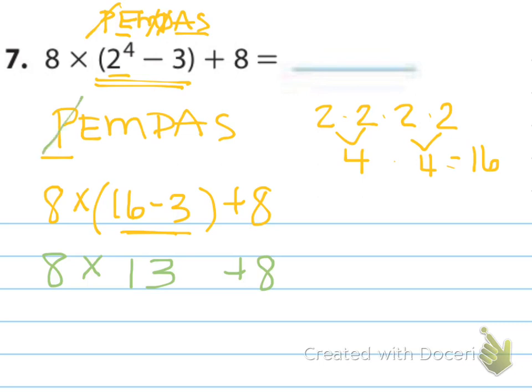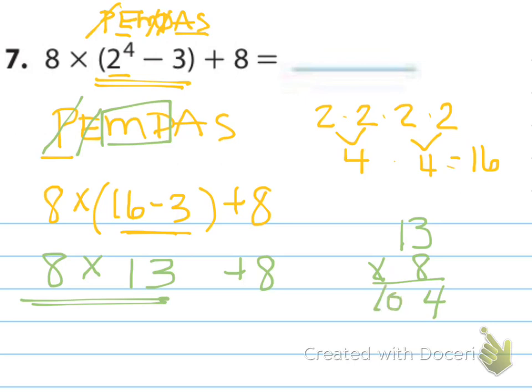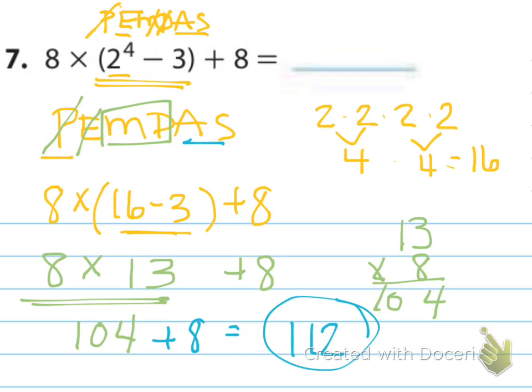Alright, so I got this done. Now, do I have any exponents? No, I do not. Do I have any multiplication or division? Yes, I do. Right here, I have 8 times 13. So, off the side here, I'm going to do 8 times 13, which is 104. And then don't forget to bring down what's left over, my plus 8. And I can do my addition and subtraction now. 104 plus 8 is 112. What a coincidence. So 112.